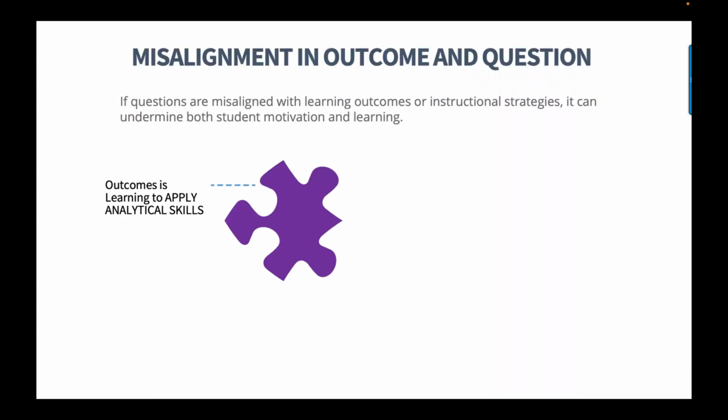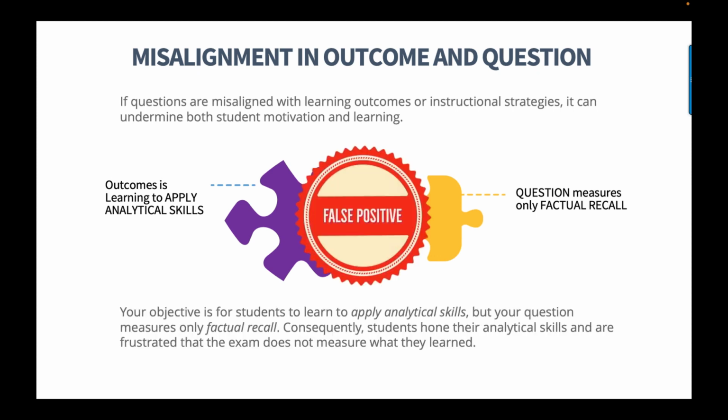Now the biggest problem is misalignment in the outcomes, the questions, and the instruction design. Here, I'll just give a couple of examples. The outcome is learning to apply analytical skills, but the question you're asking measures only factual recall. So it's a false positive, because more students will answer this question correctly, since what was taught was of a higher level, and the questions are just factual recall. Many students will pass that question and it will give you a higher level of attainment, but that's a false positive.